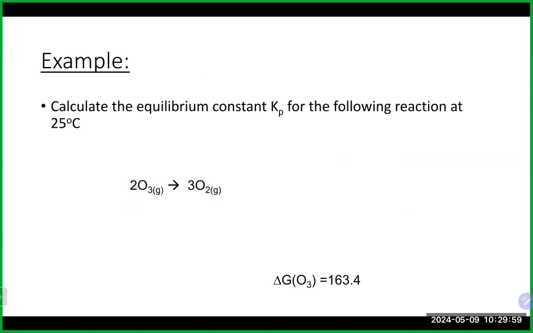All right, let's try some here. What is the equilibrium constant for the following reaction?